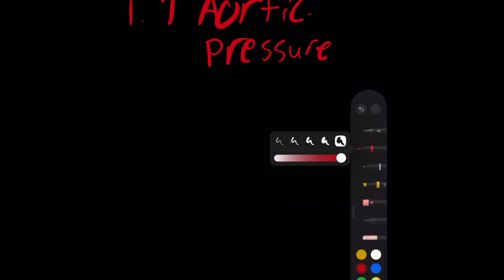So looking at some of the changes that occur from atherosclerosis, we're going to get our big blood vessel out of the way, and we're going to look at some of the changes. The first one is going to be an increase in aortic pressure. I'm also going to make my font just a little bit smaller here.